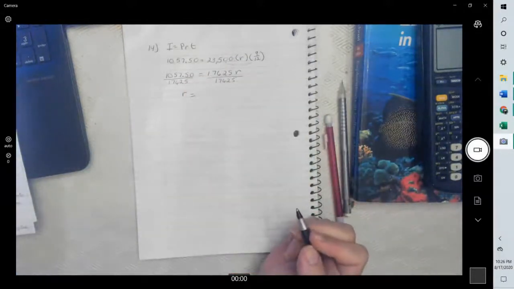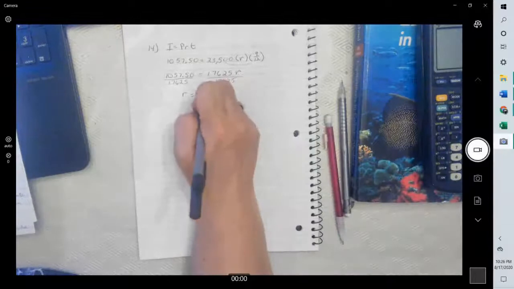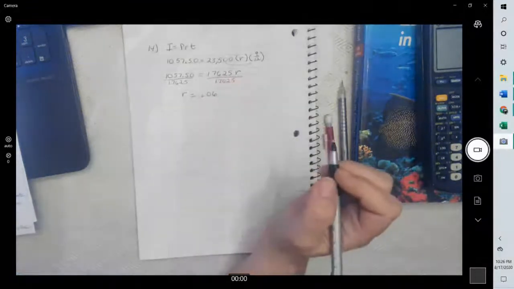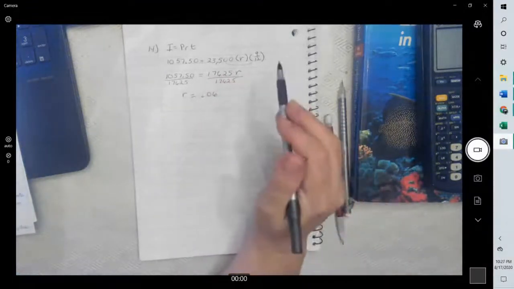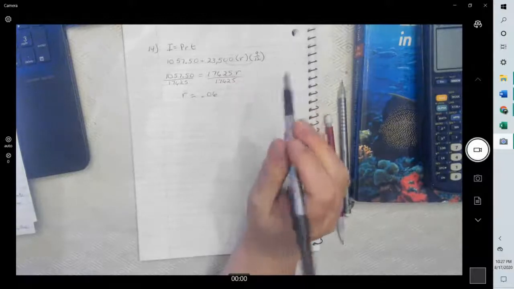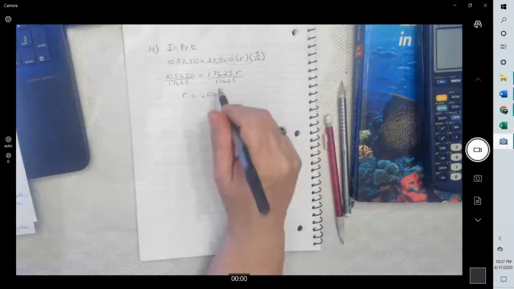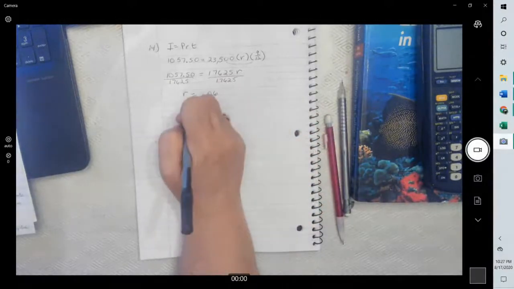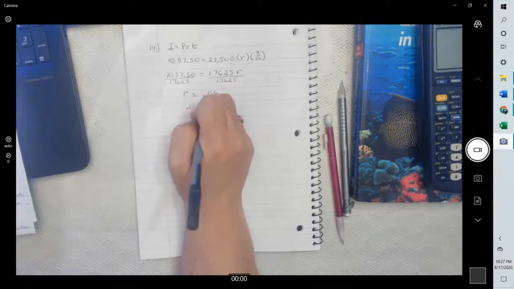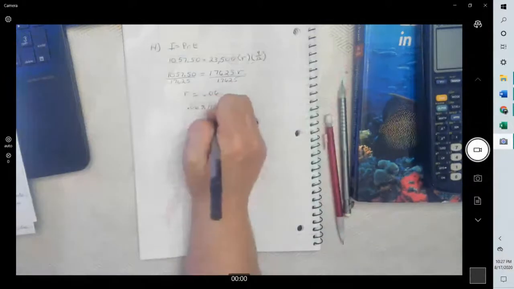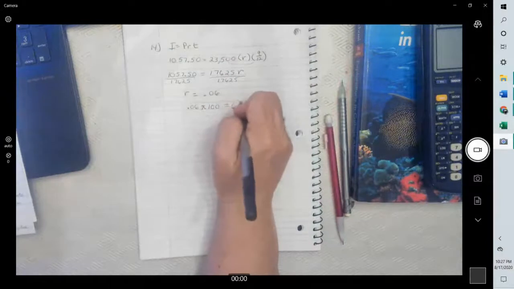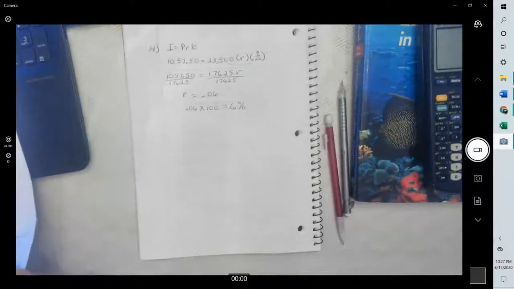So R equals 0.06. You have to remember they wanted the interest rate. When you're writing the interest rate as a percent, you need to multiply it by 100. So the interest rate was 6%. And that's everything for simple interest.